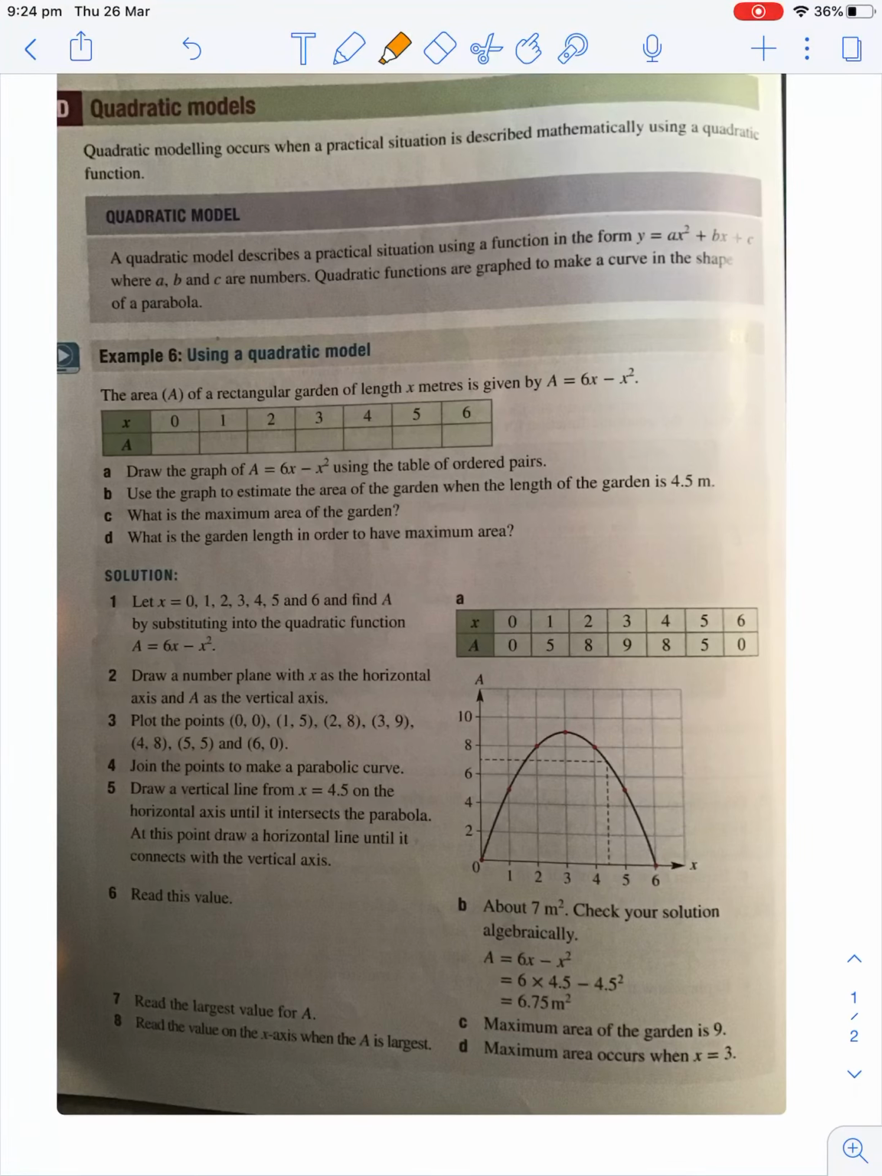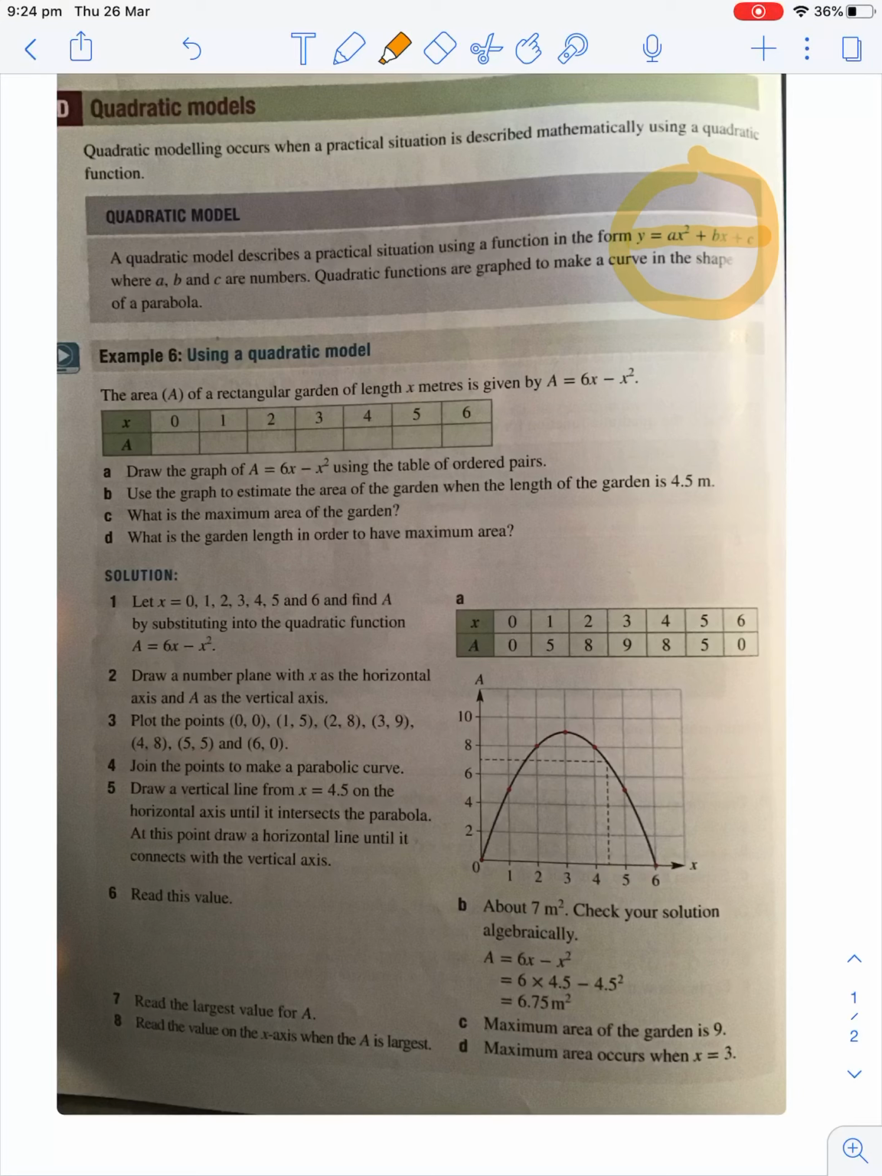Today's lesson we're going to be moving on with quadratics. We're going to be moving on to some quadratic models. So the idea behind quadratic modeling is we're putting this equation y equals ax squared plus bx plus c, this quadratic equation or quadratic function, into practical contexts.